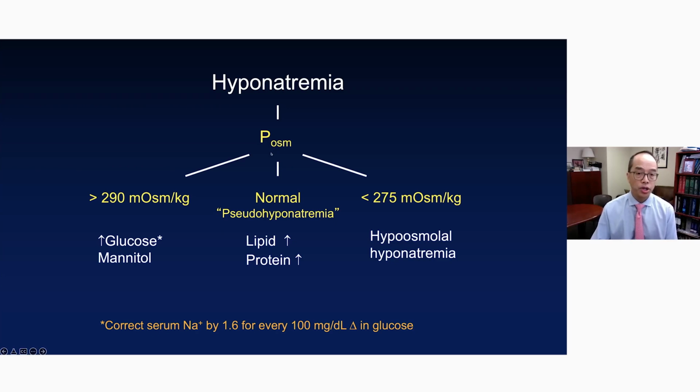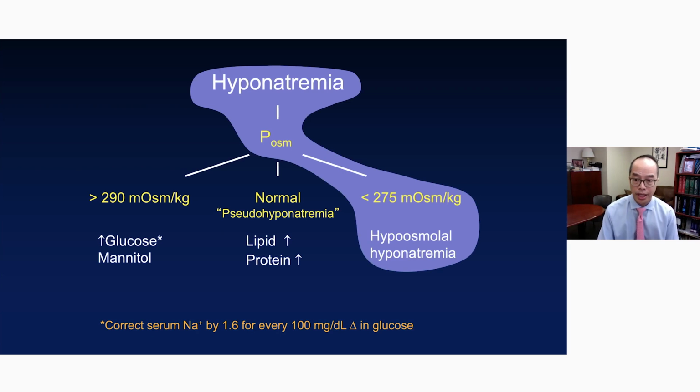Hyponatremia can also occur in the setting of hyperosmolality if there are other osmotically active substances in the serum, particularly glucose and mannitol. And hyperglycemia is particularly common, and for that reason we have a rule of thumb to correct the serum sodium for hyperglycemia by adding 1.6 to the sodium for every 100 mg per deciliter the glucose is elevated.